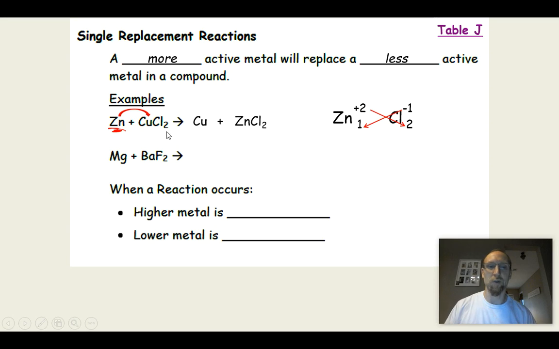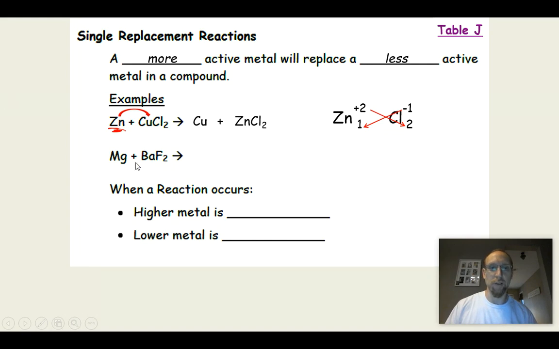Don't just assume that the ratios are staying the same, right? Write your metals, give them the charges, and do the whole crisscross thing that we've been doing all year to ensure that you get the right ratio of atoms in the compound. All right, so these are your products.